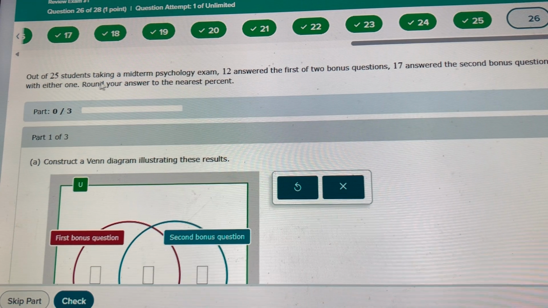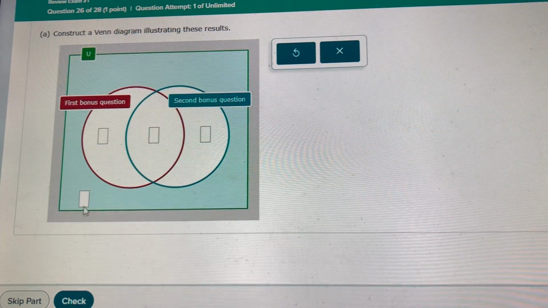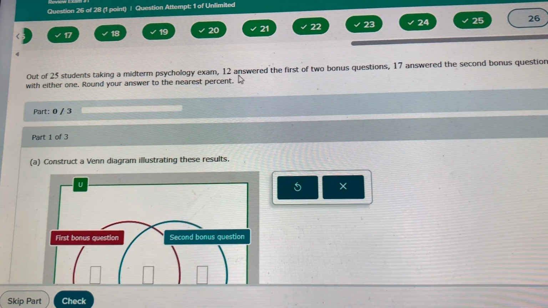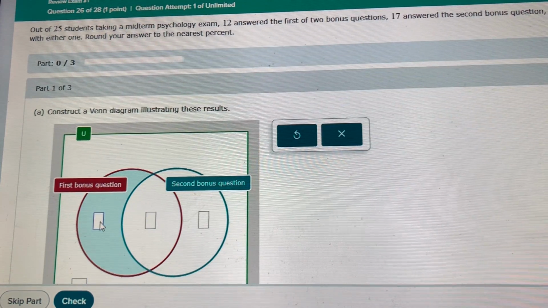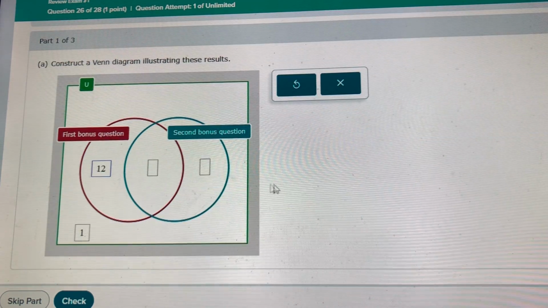Out of 25 students taking a midterm psychology exam, 12 answered the first of 2 bonus questions. 17 answered the second bonus question, and 1 didn't bother with either one. So the one who didn't bother with either one, that's the outside for sure. 12 answered the first of the 2 bonus questions. So that's this one here, 12. And 17 answered the second one.